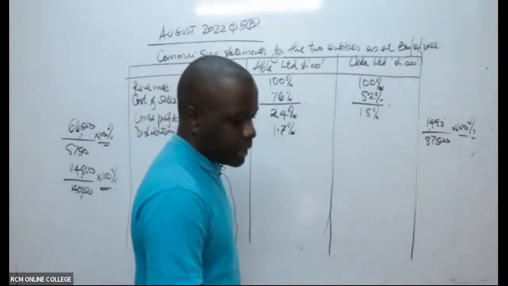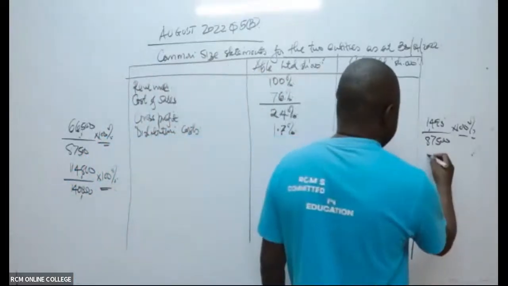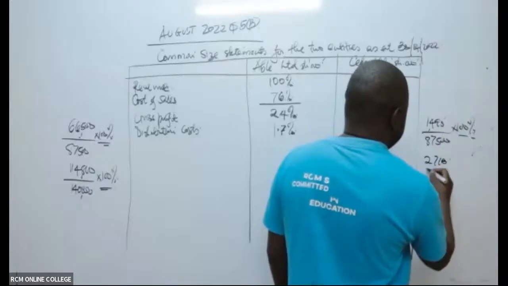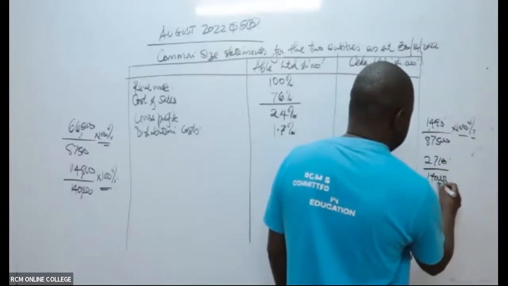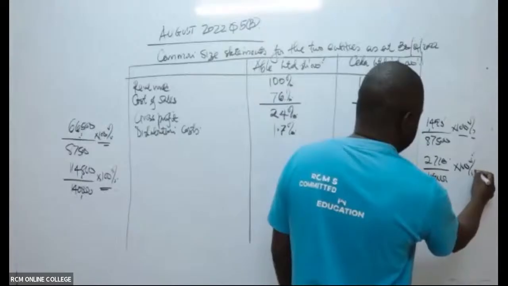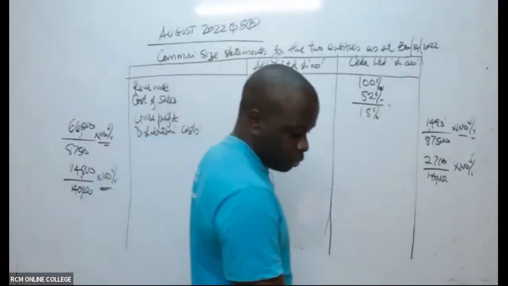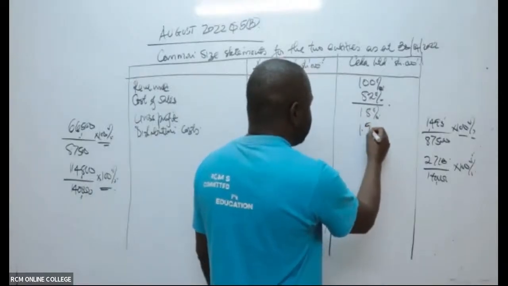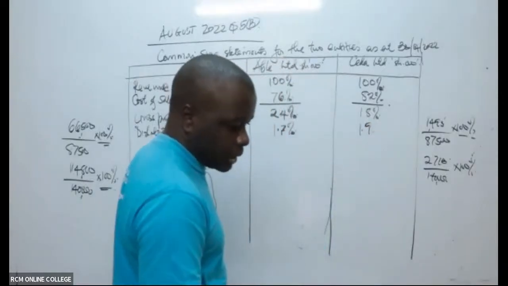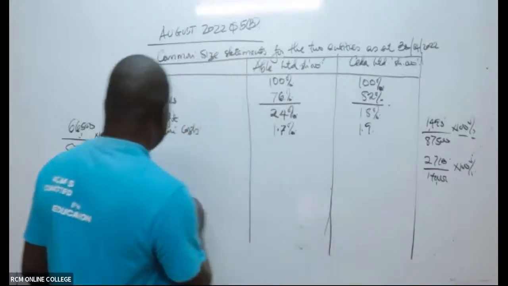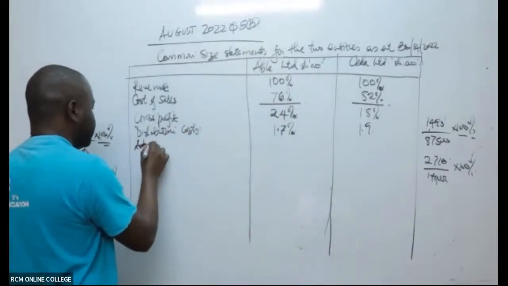What about the other side for SEDA? For SEDA, you take 2710 over 140,000 and multiply by 100%. So you convert, you get 1.9. Yes, 1.9. Then the next item is administration expenses.